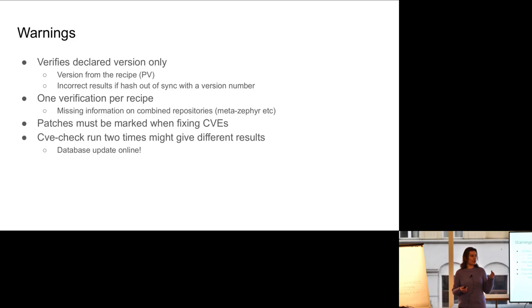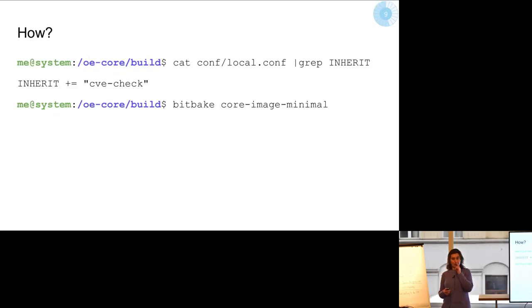Only the Zephyr source code itself. When you are fixing a patch for a security vulnerability, to make it work with cve-check, you need to mark the patch in a special way. And remember that if you run cve-check twice on your machine, it may give different results because in the middle you may have had a database update. So if you run it today, then you run it in a week, the results will be different, and that's normal. Now, how is pretty simple. The only thing you need to add in your local.conf is inherit cve-check, and then you run every build as usual. And that's it.